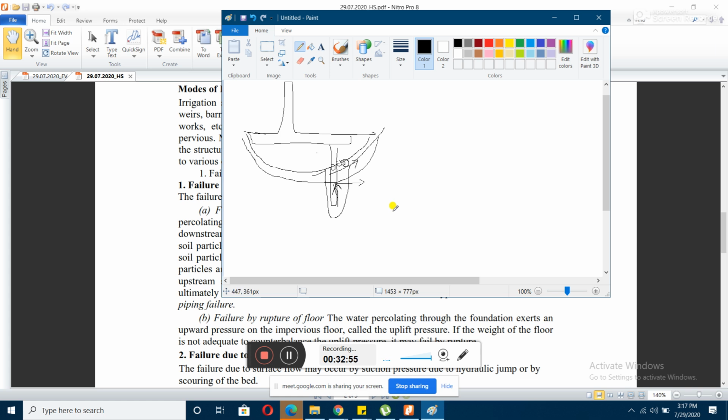Okay, and another thing that we can do, we can insert an inverted filter at this point. What it does, an inverted filter is a mechanism that allows seeping water to escape at the exit. It will throw out the water that is being percolated from this point to this point. It acts as suction pressure. It will just suck it out and throw that water out. Okay, that is the inverted filter. So these two things can be adopted.